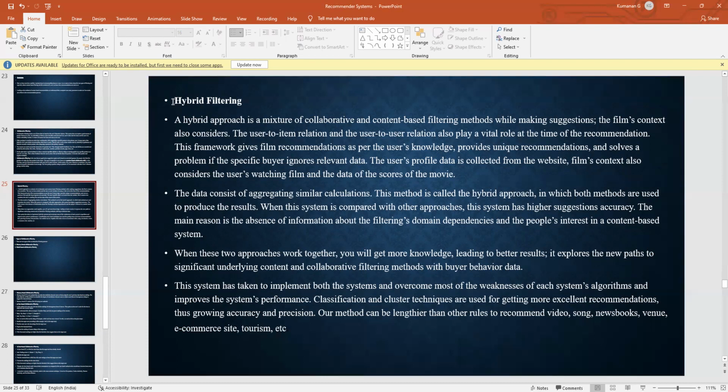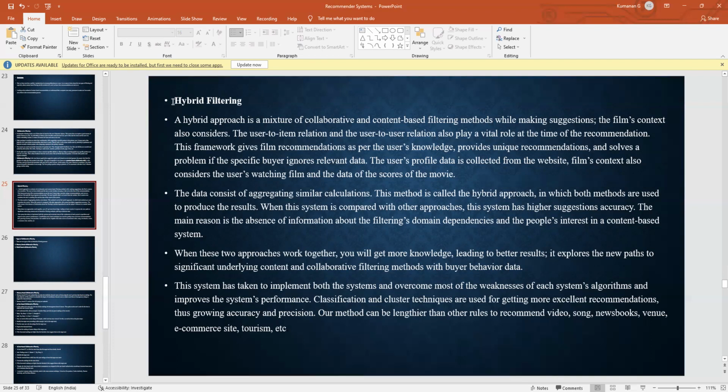This framework gives a film recommendation as per the user's knowledge, provides unique recommendations, and solves the problem if a specific buyer ignores relevant data. The user's profile data is collected on the website. From the website, the film's content or context is also considered, along with the films the user is watching and the data of the scores of the movie. The data consists of aggregating similar calculations. The method is also called the hybrid approach, in which both methods are used to produce the results.